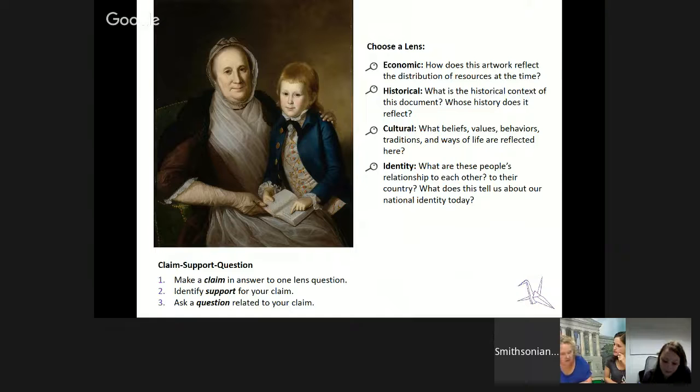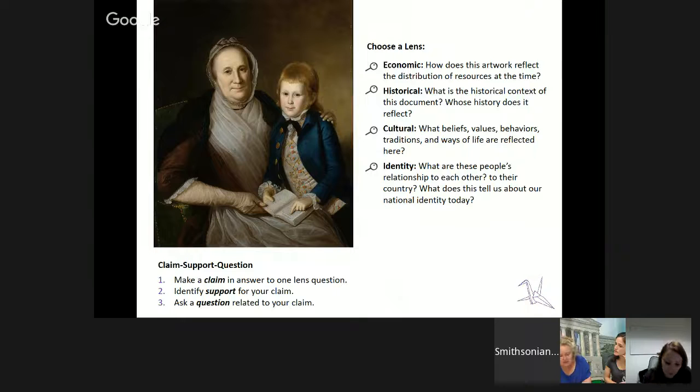We'd like to give you time to do some independent work. We want you to, again, pick one of those lenses. We'd like to make a claim in response to one of the questions or a series of the questions that are in that lens. And when we say make a claim, again, use the painting as the basis. What do you see in the painting that helps you make a claim in response to that question? You'll notice on the bottom there on the left we're talking about making a claim. The step 2 is to identify support for your claim. What visual evidence do you see that helps you make that claim in response to that question?